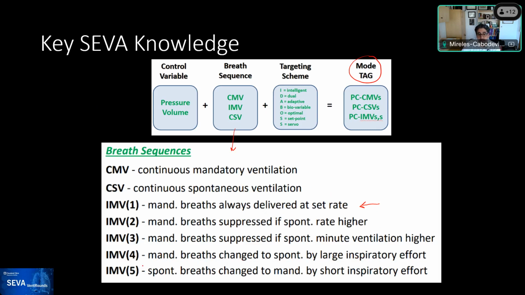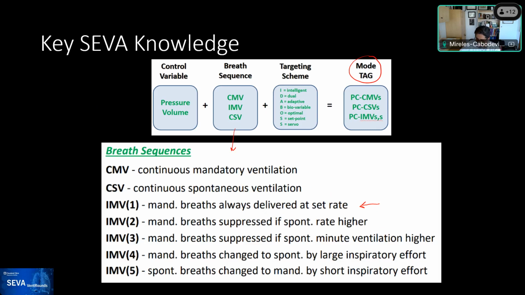And there is the fifth type, which is IMV5, in which there are spontaneous breaths that now are changed to mandatory. And so that means that the spontaneous breath didn't reach the set inspiratory time, and because of that, it cycles them. It will continue to have an inspiratory time to ensure that the inspiratory effort is of a certain size.